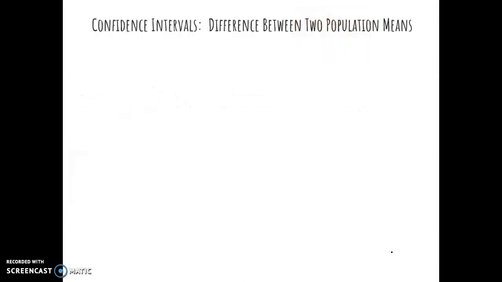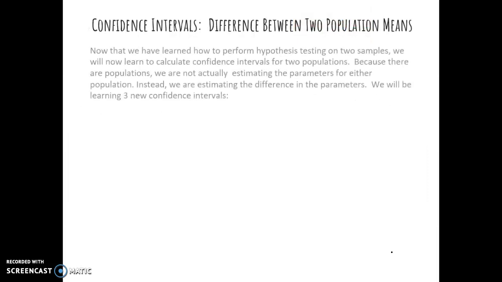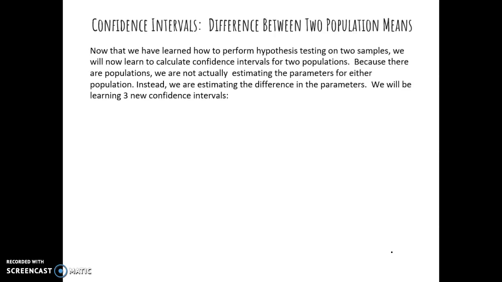Okay, so we're going to move on to confidence intervals for 2 population means and actually 2 population proportions as well. So we talked about hypothesis testing for 2 samples. So now we're going to calculate confidence intervals for the 2 samples in the 2 populations as well. Because there are 2 populations, we're not actually estimating the parameters for either population.